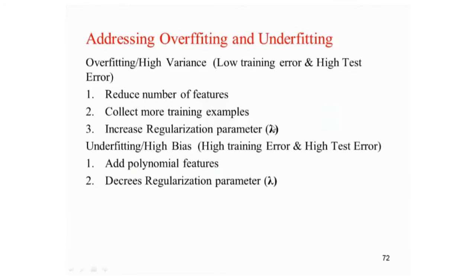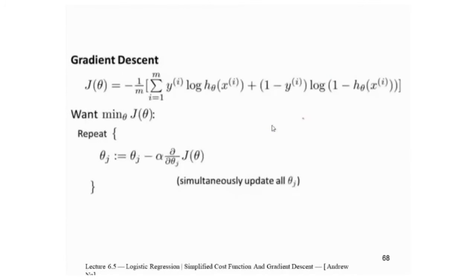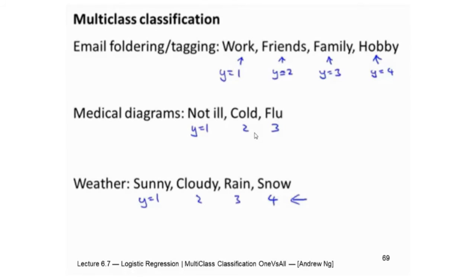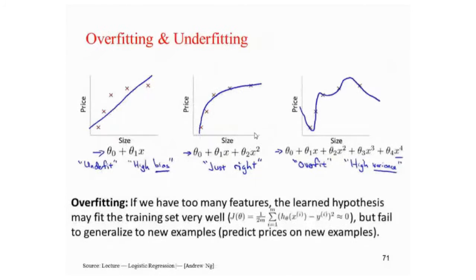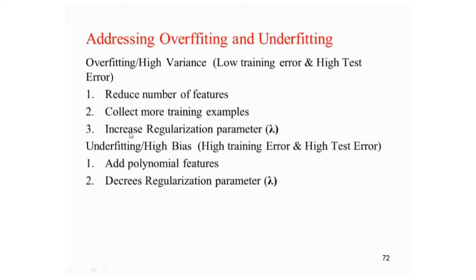Now, how will you address these issues? These are some points. Suppose you are facing overfitting, then some important steps you may take: reduce the number of features, collect more training data, or increase the regularization parameter. Here you can see lambda is the regularization parameter, so you have to increase the regularization parameter lambda.